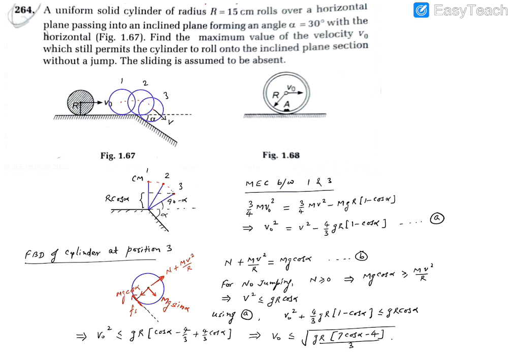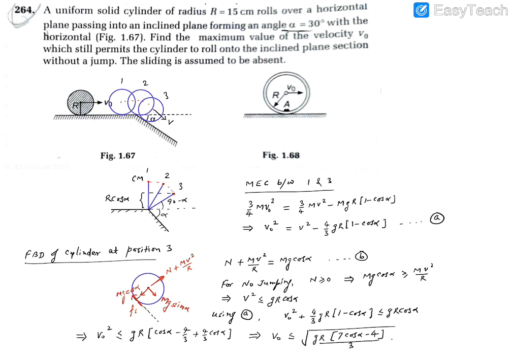Then we can simplify: v naught square is less than or equal to gr. You can take common and bring all terms there. Then this is going to be this much. So v naught should be less than or equal to this. That means the maximum permissible value of v naught that we can accept is this number. If the velocity becomes more than this number, it will jump. If we want it without jumping, the maximum permissible value is going to be the square root of gr in bracket 7 cos alpha minus 4 divided by 3. All numbers are within the square root.